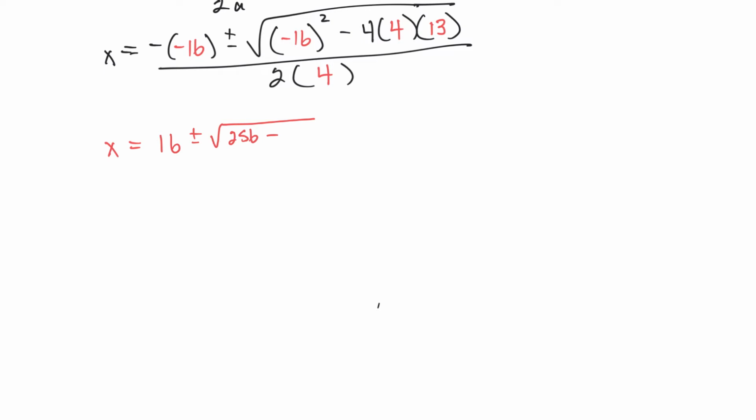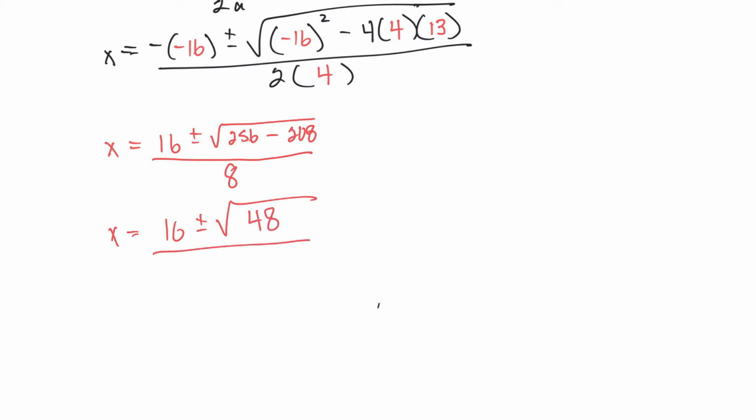No idea. 256 less 48. 208? I don't know. Calculator. 4 times 4 times 13. 208. Ha! 208. All over 2 times 4 is 8. There's a whole lot of 8s in here. Okay, so x is equal to 16 plus or minus the square root of... if I subtract that, is that 48? Yeah, 48 all over 8.